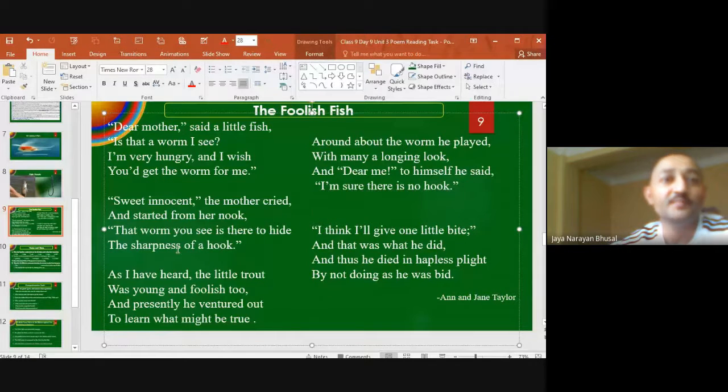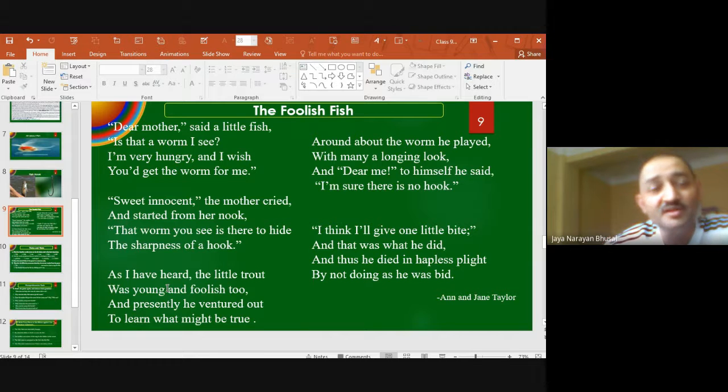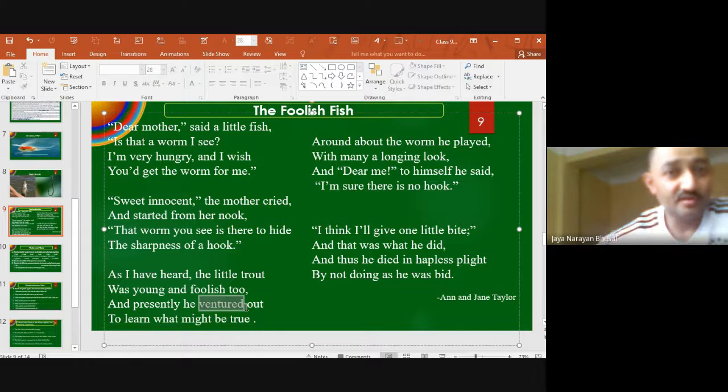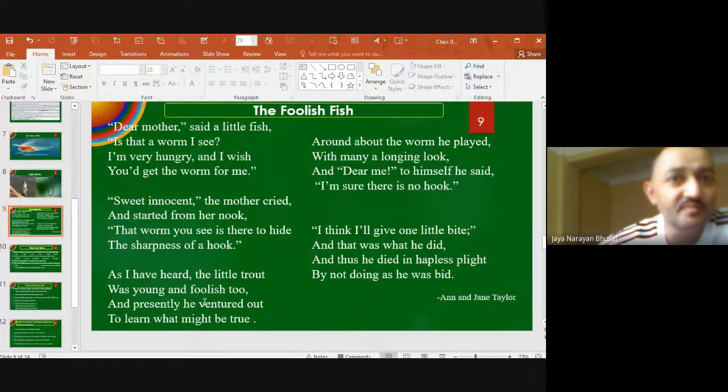Okay? See here. I have heard the little trout was young and foolish too. Now look at this. And presently he ventured out to learn what might be true. Look at this. And I have heard. So the speaker interrupts the characters and then he starts narrating what happened there. What happened after that? The little trout means a small fish that lives usually in fresh water. Okay. And presently he ventured out means took risk of going out there. Ventured out means took risk to obtain something. Ventured means here taking risk to learn what might be true.